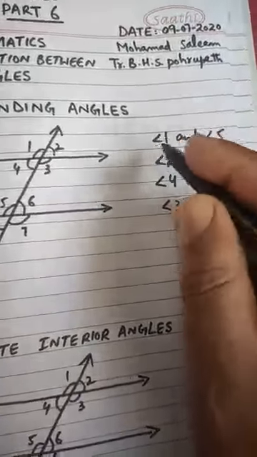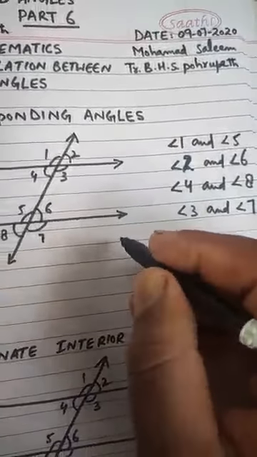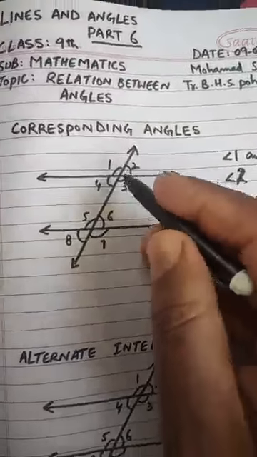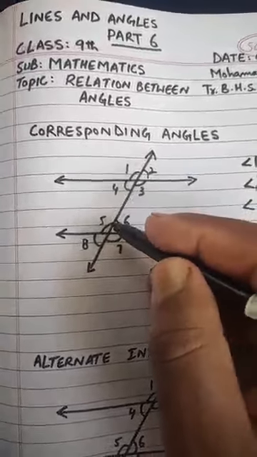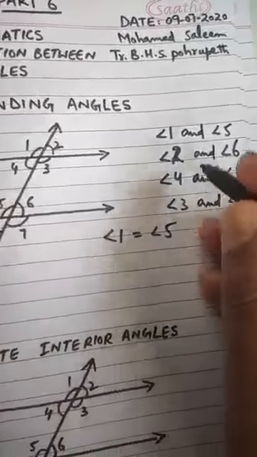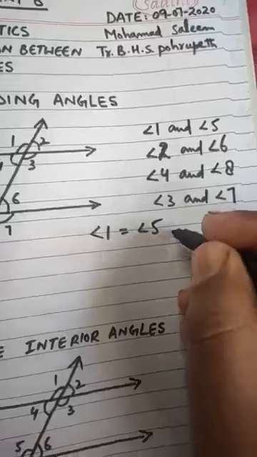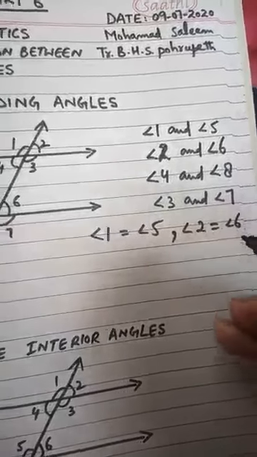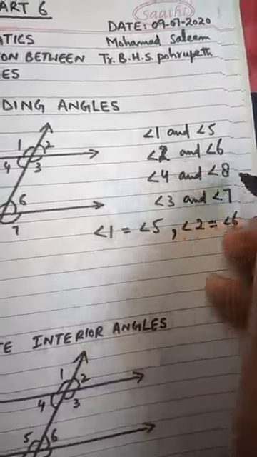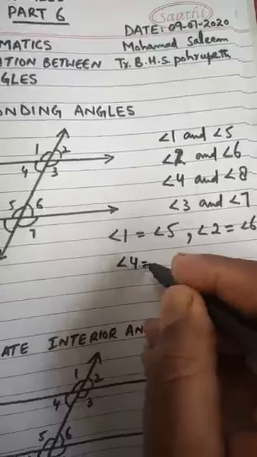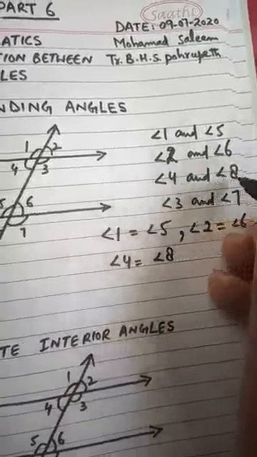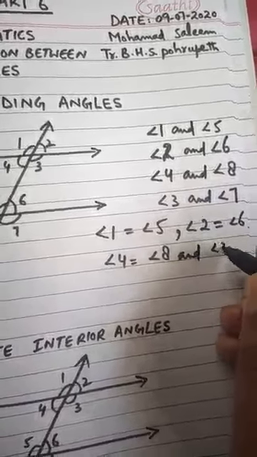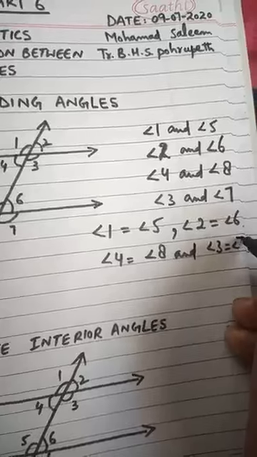And what is the relation between them? Yes, the relation is angle 1 is equal to angle 5. Angle 2 is equal to angle 6. Angle 4 is equal to angle 8. Angle 3 is equal to angle 7.